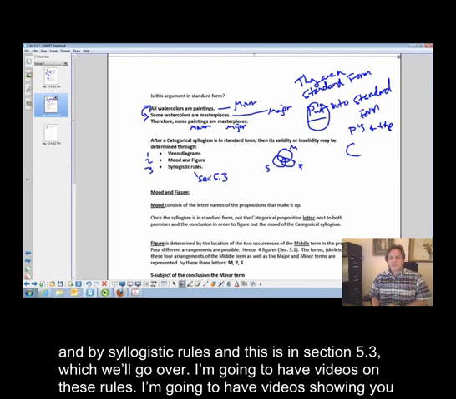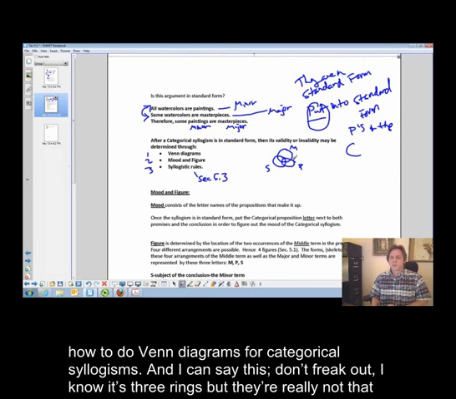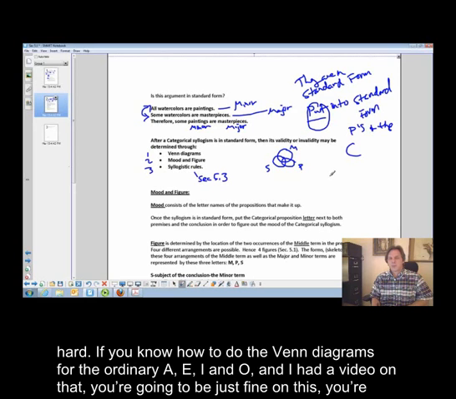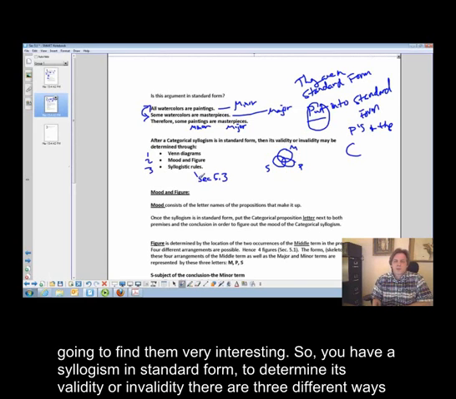So I'm going to have videos on these rules. I'm going to have videos showing you how to do Venn diagrams for categorical syllogisms, and don't freak out. I know it's three rings, but they're really not that hard. If you know how to do the Venn diagrams for the ordinary A, E, I, and O, and I had a video on that, you're going to be just fine on this, and you're going to find them very interesting.